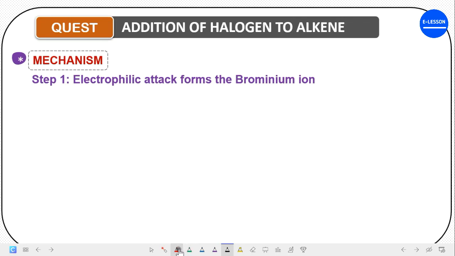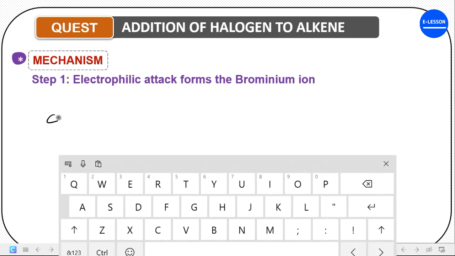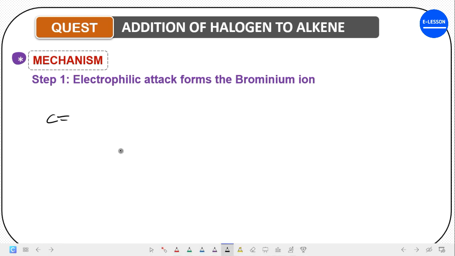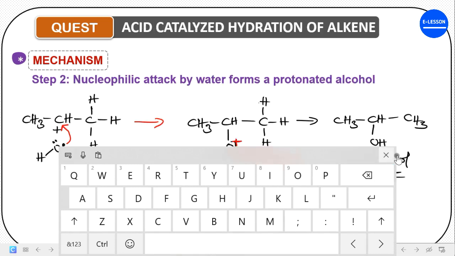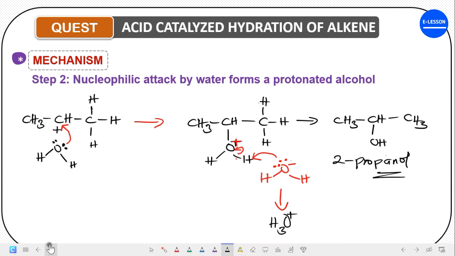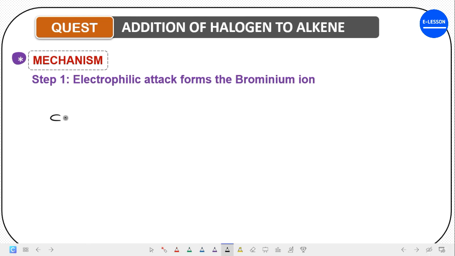In this lecture, we are going to look at addition of halogens to alkenes, which is called halogenation of alkene. Now, for instance, let's say this is a hypothetical alkene given to you. Let's say you have something like this, C double bond C, and then you have this group here.